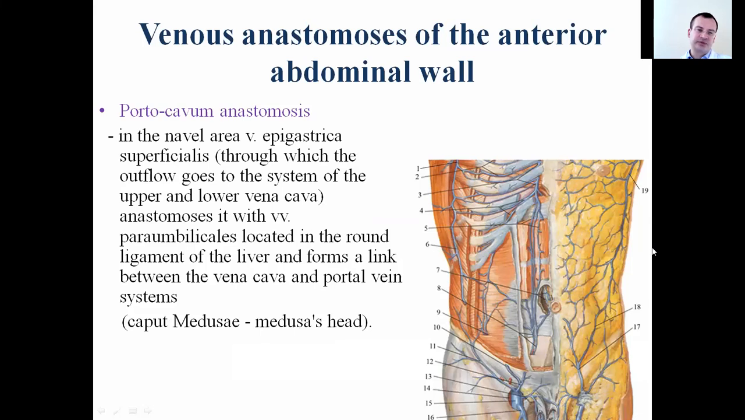Portocaval anastomosis. In the navel area, vena epigastrica superficialis, through which the outflow goes to the system of the upper and lower vena cava, anastomoses with vena paraumbilicalis, located in the round ligament of the liver, and forms a link between the vena cava and the portal vein system. Caput medusae, it's Medusa's head.